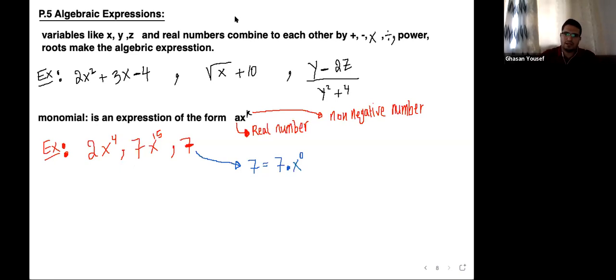Okay. Now for the second definition, the binomial. A binomial is a sum of two monomials.